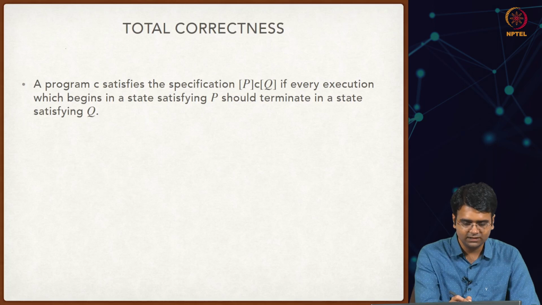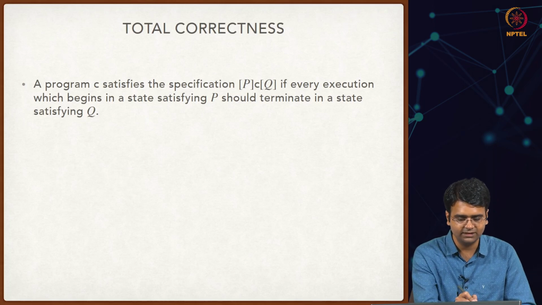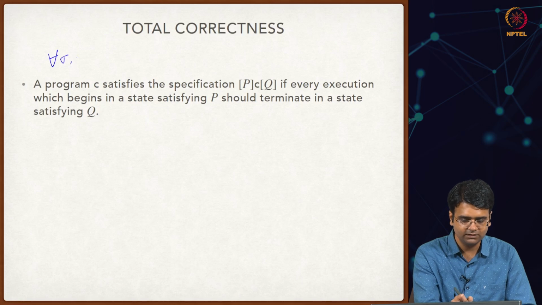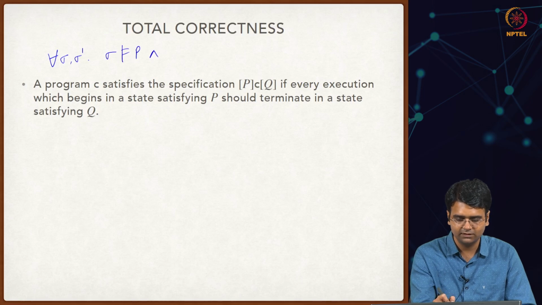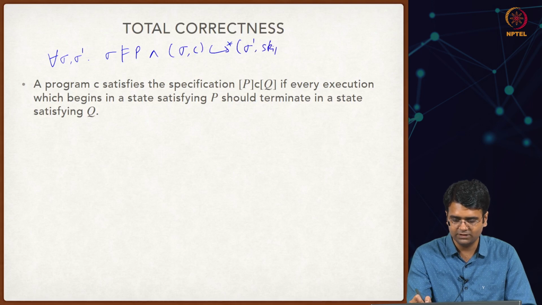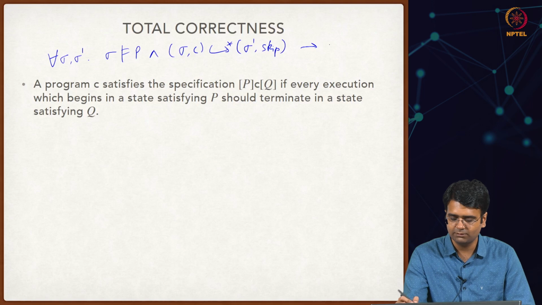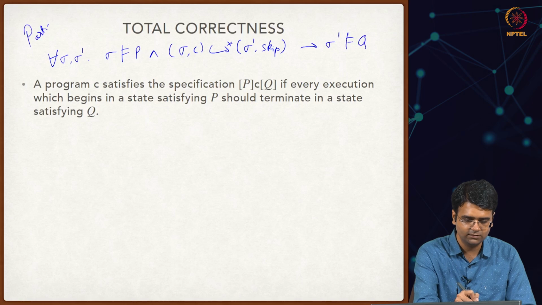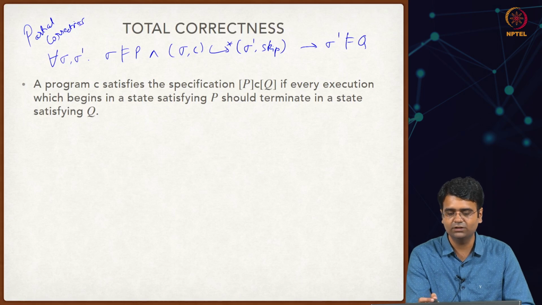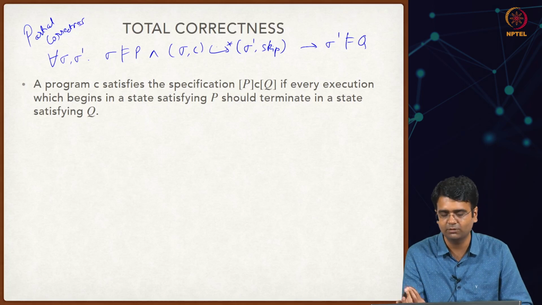So let's look at the definition of partial correctness again, that we had seen. For all sigma and sigma prime, if sigma is a model of P and if sigma C goes to sigma prime comma skip, so after some arbitrary number of steps, if it goes to sigma prime comma skip, then sigma prime should be a model of Q. So this was the definition of partial correctness, which only cares about executions which terminate. So if an execution doesn't terminate, then those executions will satisfy this formula, because sigma C will not go to any sigma prime comma skip at all.